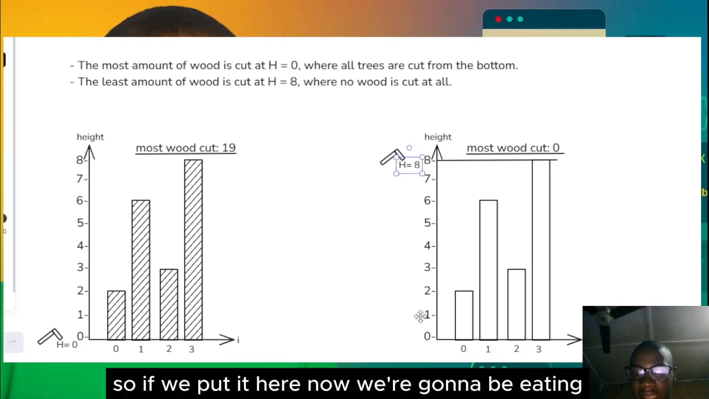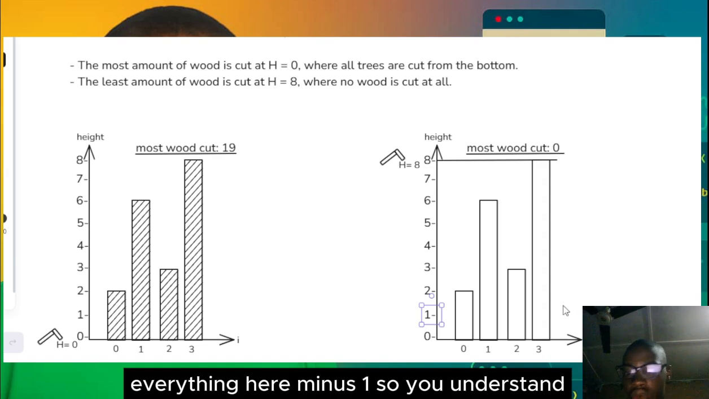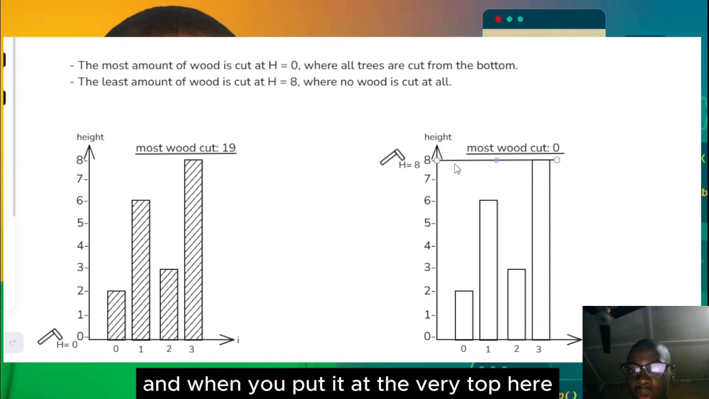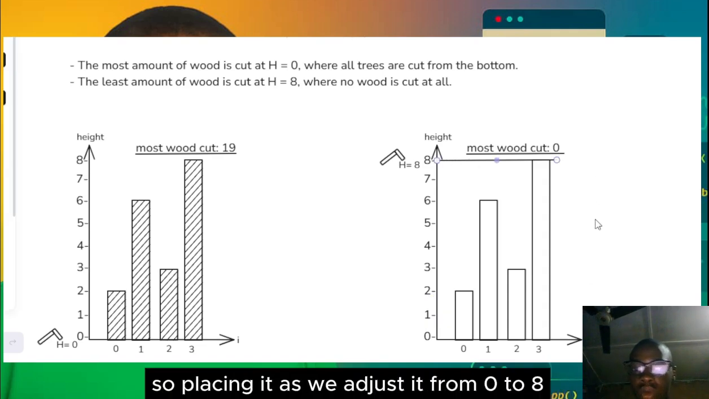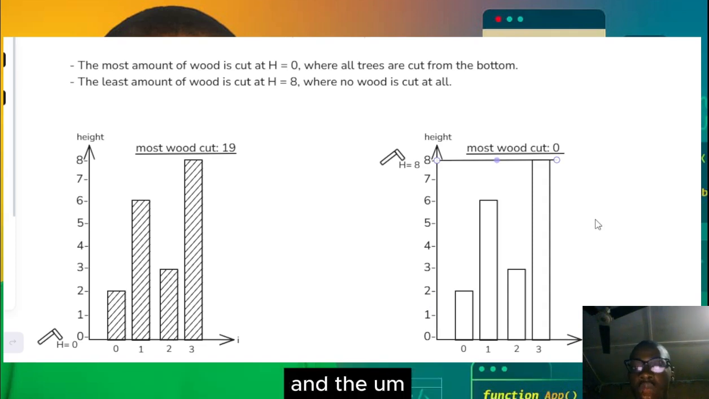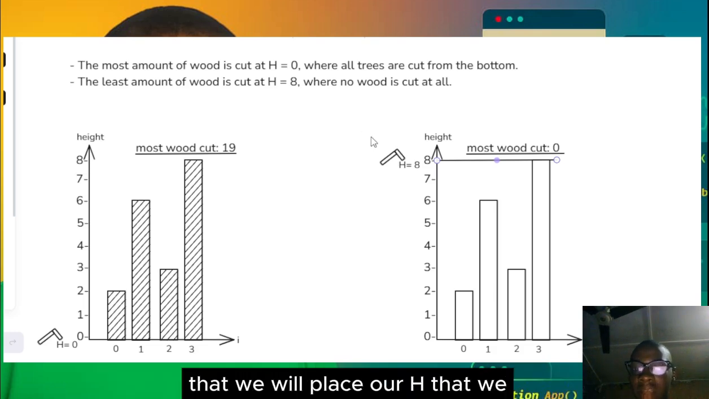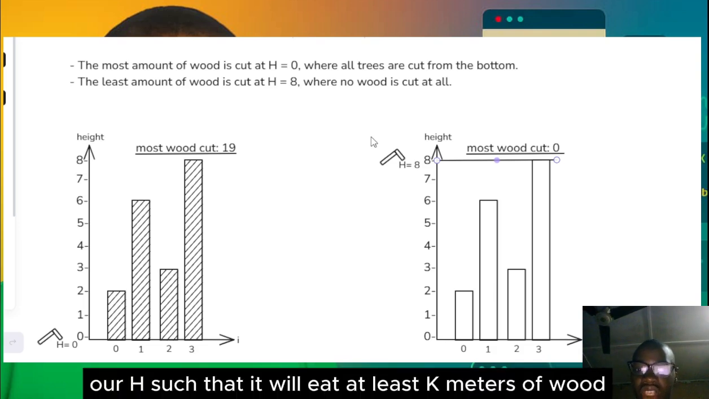If we put it here now, we are going to be yielding 2 minus 1, 6 minus 1, everything here minus 1. And when we put it at the very top, it is going to yield 0. So as we adjust it from 0 to 8, it is going to yield less and less wood. And the problem statement wants us to find the highest height at which we can place h such that it will yield at least k meters of wood.